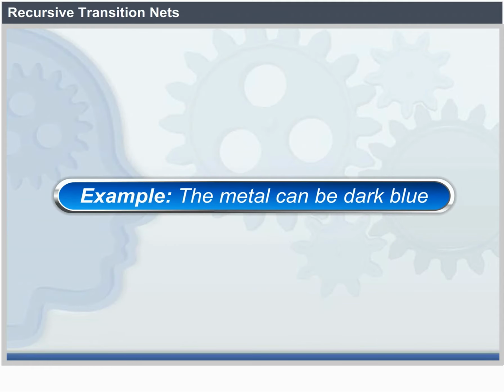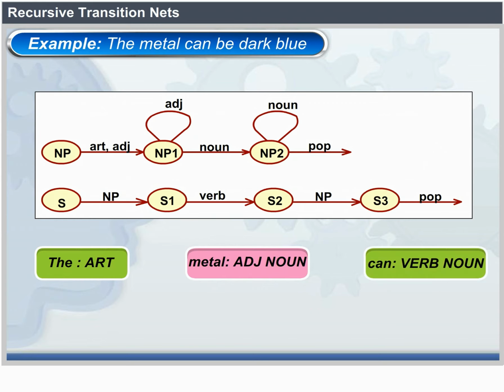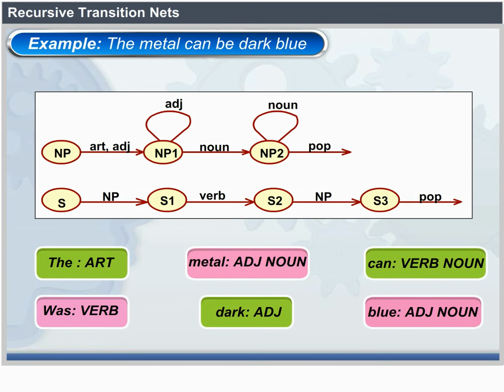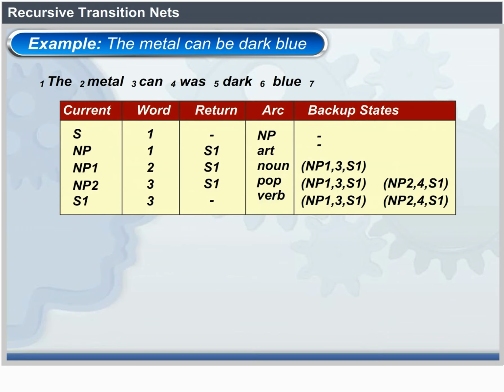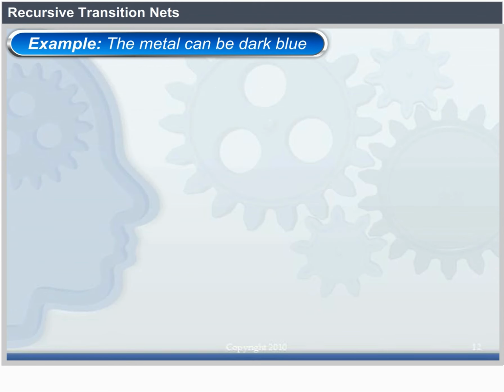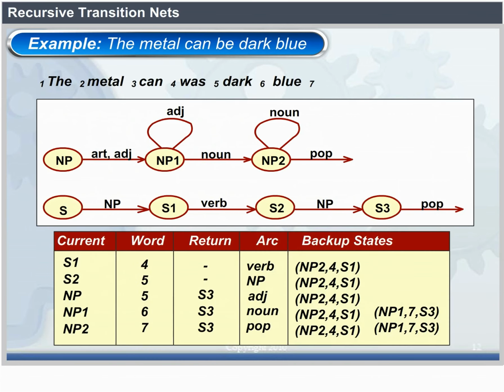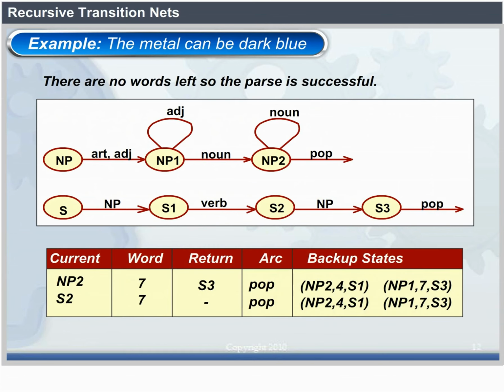Example: the metal can was dark blue. The: ART. Metal: adjective, noun. Can: verb, noun. Was: verb. Dark: adjective. Blue: adjective. The metal can was dark blue. There are no words left, so the parse is successful.